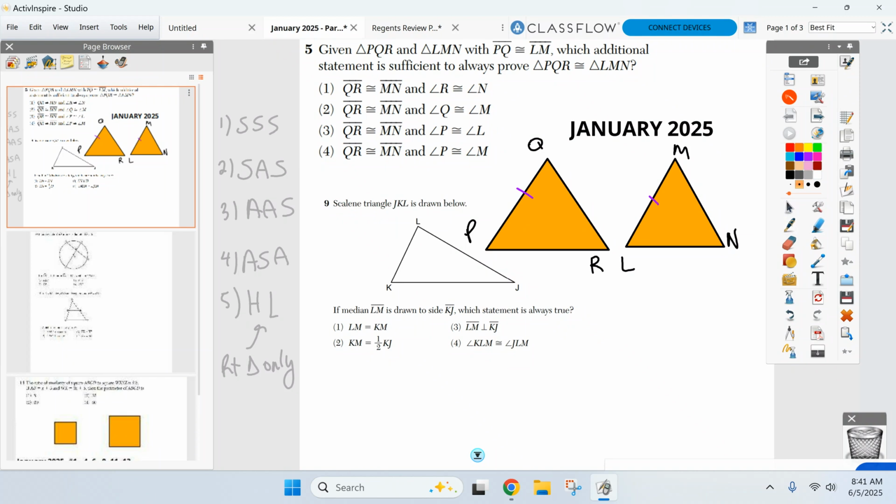Choice 1. What if QR was congruent to MN and angle R was congruent to N? Is that one of the 5 we have up there? No, that's side, side, angle. That's never a way. So choice 1 is out.